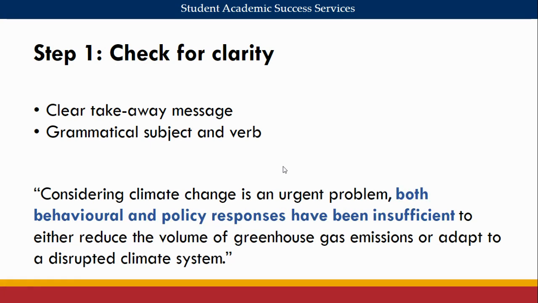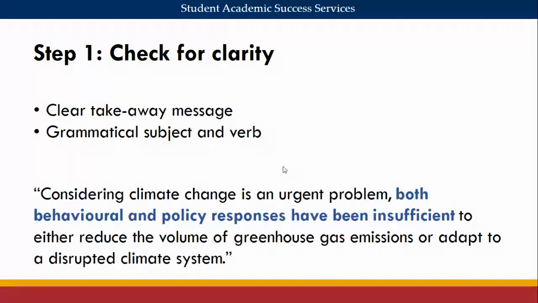I've changed the sentence so it reads, considering climate change is an urgent problem, both behavioral and policy responses have been insufficient to either reduce the volume of greenhouse gas emissions or adapt to a disrupted climate system. So now we have what is technically a grammatical sentence. However, it's still not very clear.